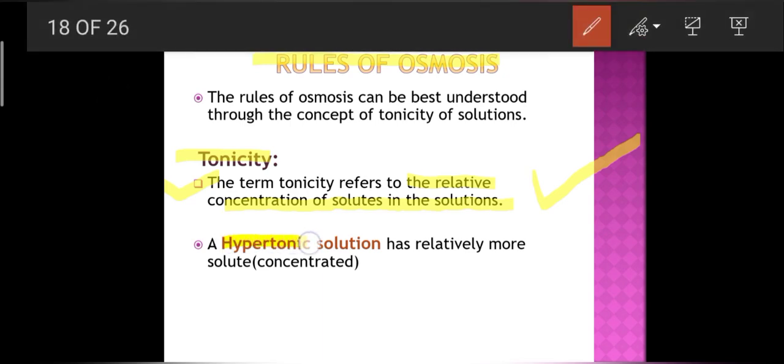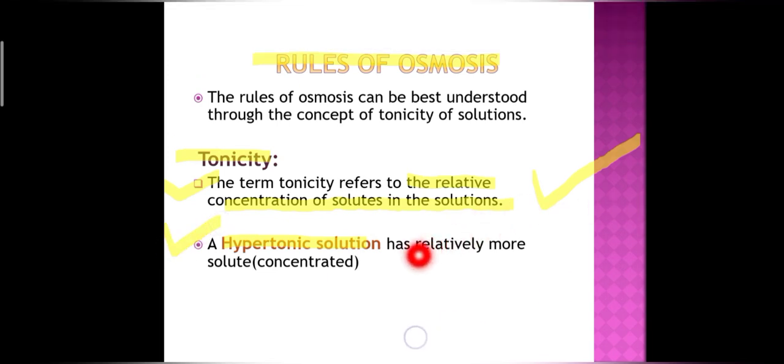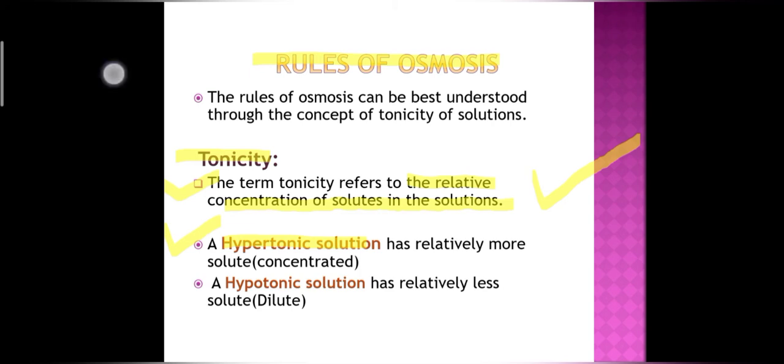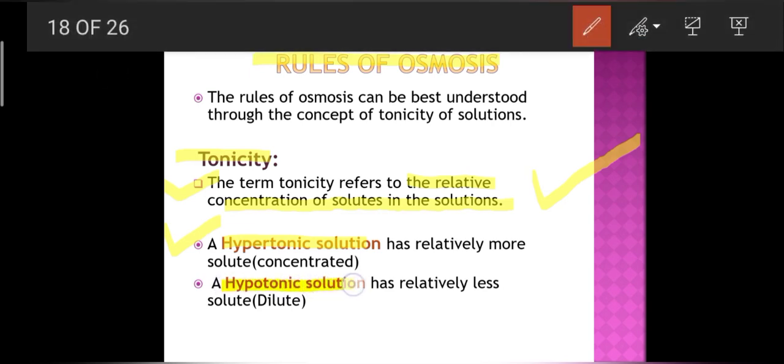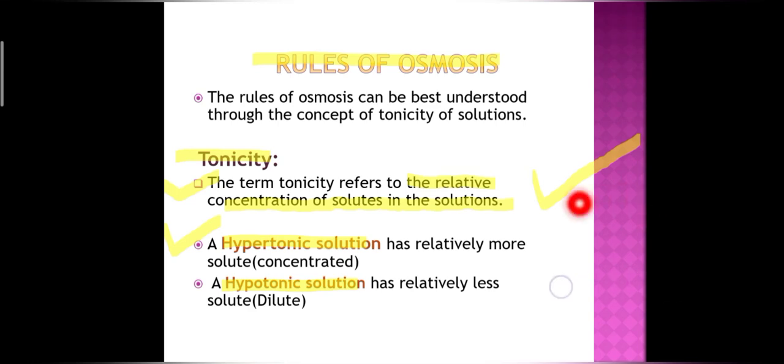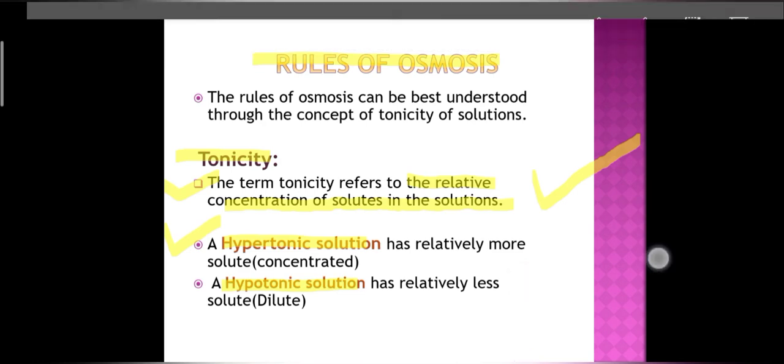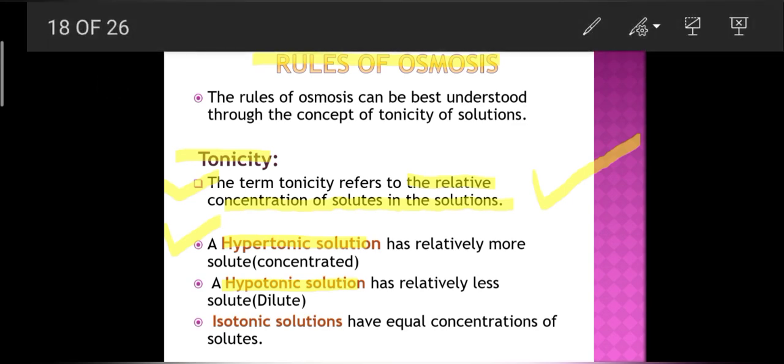What is a hypertonic solution? A hypertonic solution is a solution that has relatively more solute and it is in concentrated form. What is a hypotonic solution? A hypotonic solution is a solution that has less solute and it is in diluted form. What is an isotonic solution? An isotonic solution is a solution that has equal concentrations of solutes.